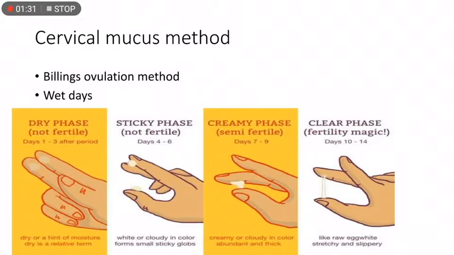So the sticky phase is followed by that. She is again not fertile during the sticky phase, when the cervical mucus is pretty thick, and if it's creamy, she is semi-fertile. But when the cervical mucus is able to stretch a lot, like a raw egg, because it's so clear, it's called the fertile period. So that's the fertile period. So just don't have sex during that period.